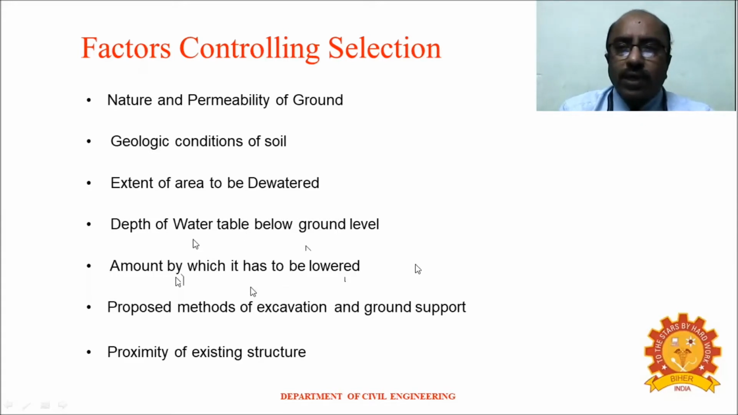And the amount by which it has to be lowered. That is, what is the rate, whether it is very quick or very slow, and what are the proposed methods of excavation. Suppose we go for a sheet piling or a steel casing, then dewatering may be required only to the initial depth. Whereas if you want to go for mining, then we have to go for deeper dewatering, or lowering the groundwater table to a very great depth. And also we have to see what is the proximity of existing structures. So these are the various factors which we have to consider.